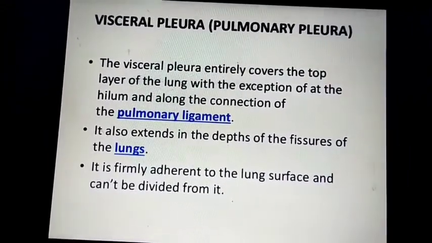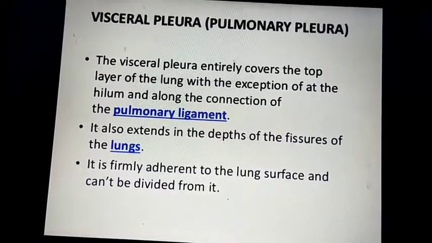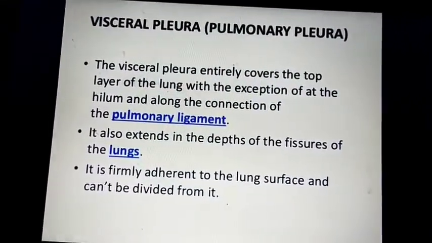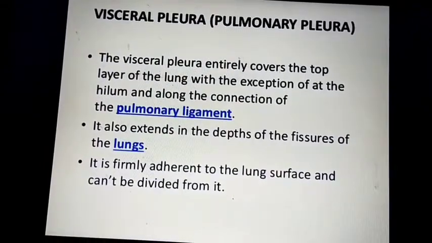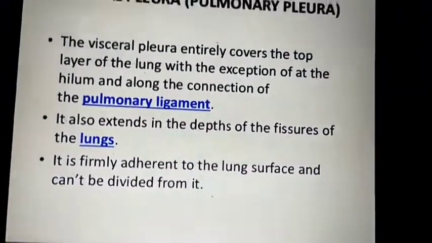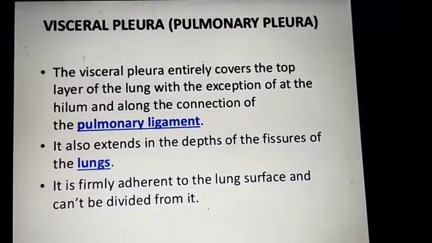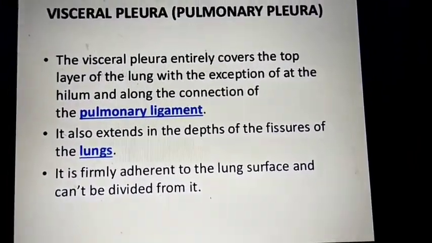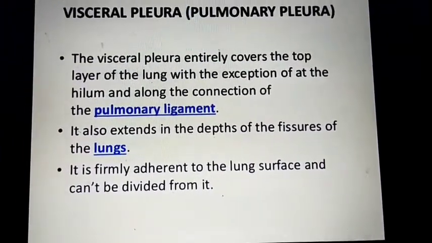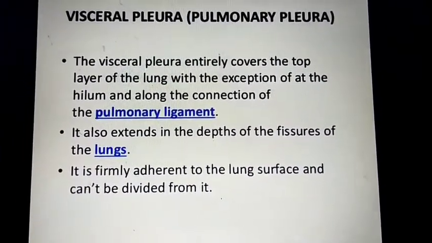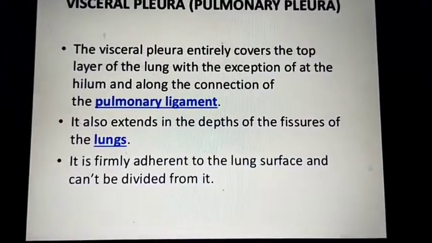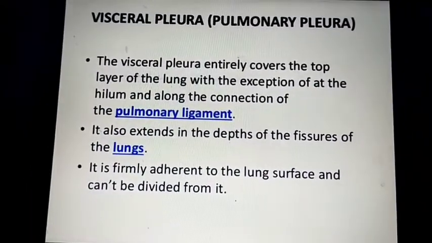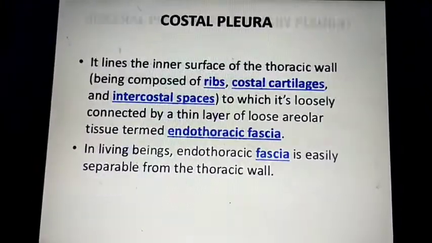I already told what is meant by the pulmonary ligament, and how the pulmonary ligament is formed, and how the mediastinal or parietal pleura covers the root of the lung. It also extends into the depth of the fissures of the lung, and it is firmly adherent to the lung surface and can't be divided from it.